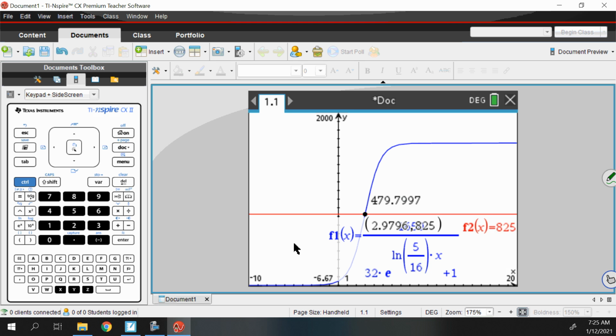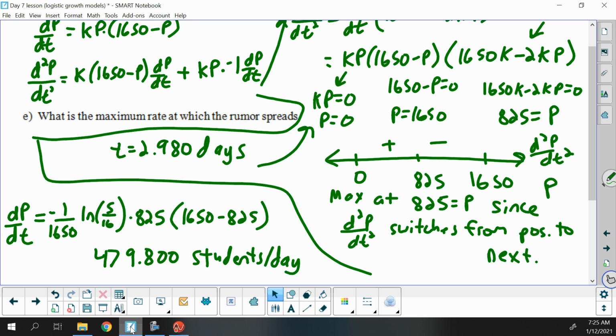So the big thing for today is knowing the basic setup of your solution to the logistic differential equation, being able to sub in the 2 points to find the constants, and then just being able to answer follow-up questions from that.